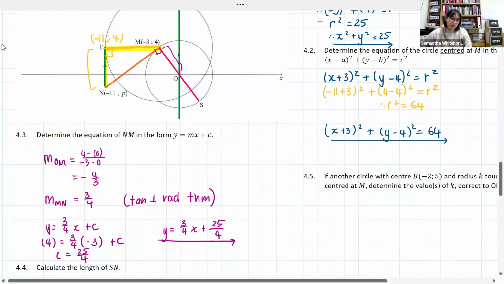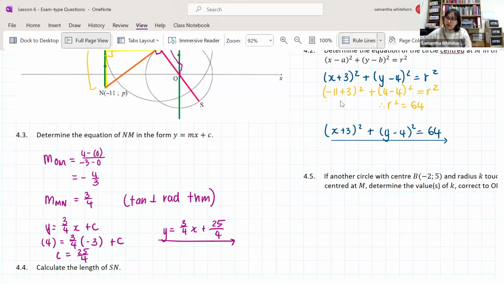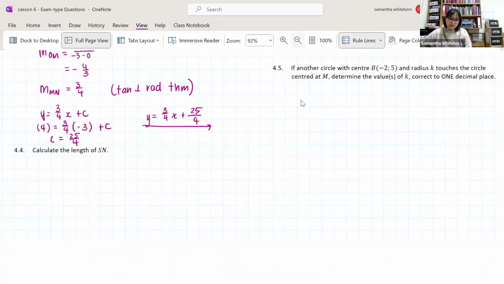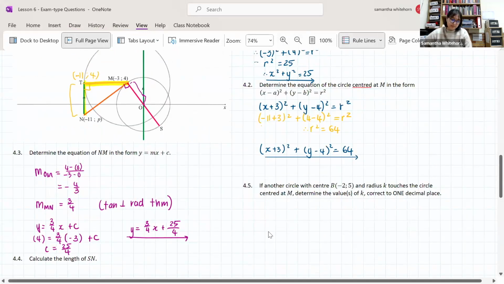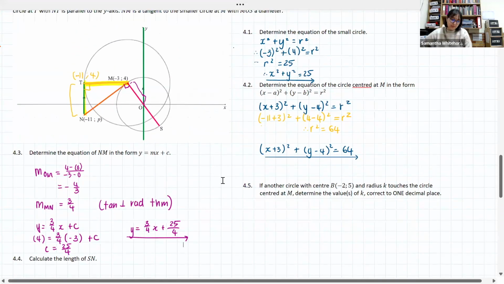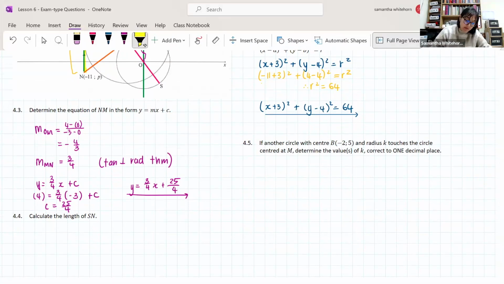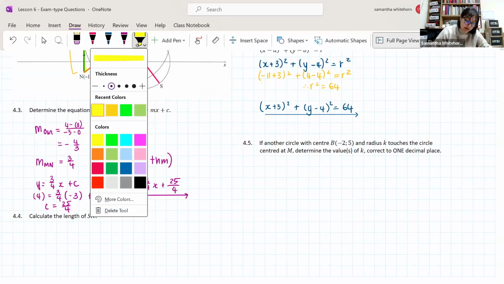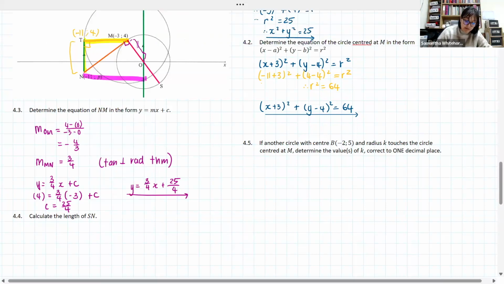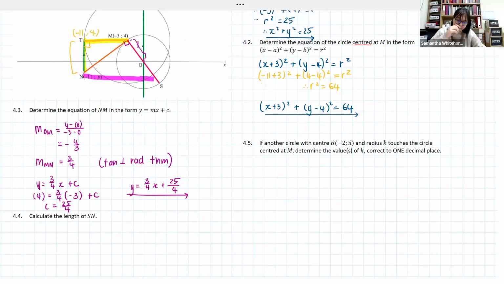Okay, so let us make the touch smaller. So 4.4 says calculate the value of SN. I don't think I'm going to get to 4.5, but I will get to 4.4. So we want now the length of SN. Now bear in mind, SN is once again a line that I don't necessarily have to draw on here, but it is there. So it's that length between those coordinates.